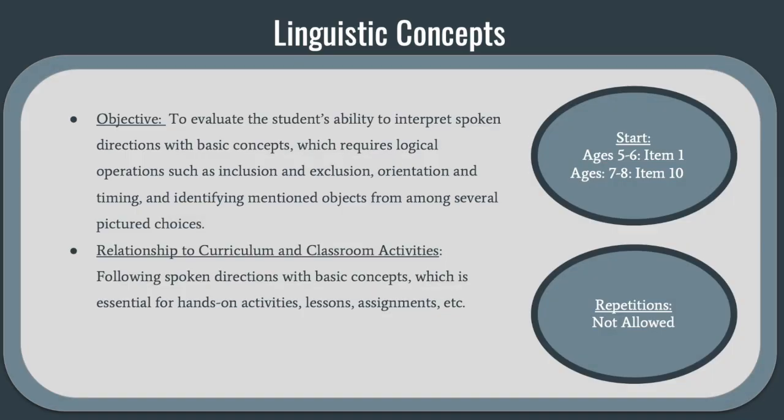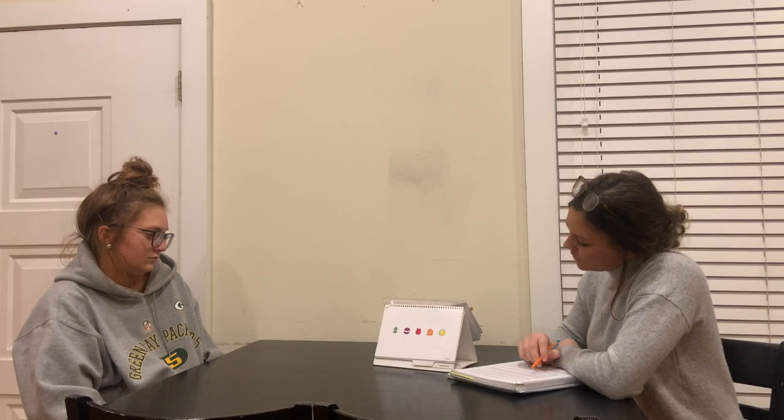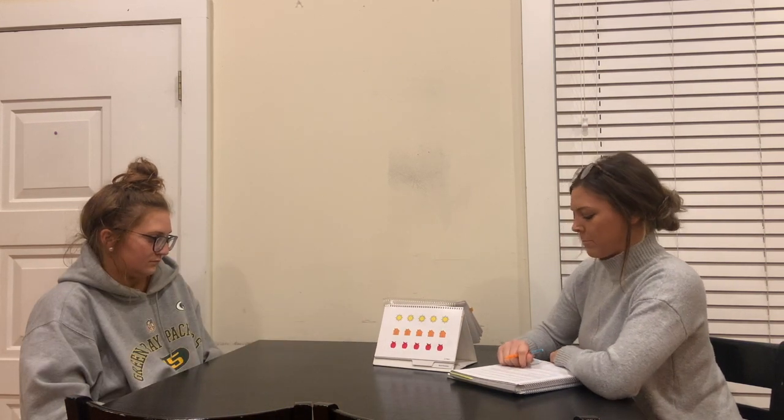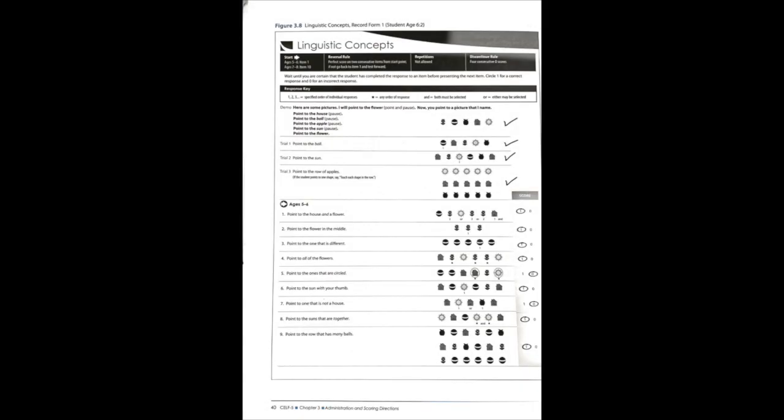The objective of the linguistic concepts subtest is to evaluate the student's ability to interpret spoken directions with basic concepts, which requires logical operations such as inclusion and exclusion, orientation and timing, and identifying mentioned objects from among several pictured choices. Point to the ball. Point to the row of apples. It is important to wait until you are certain that the student has completed the response to an item before presenting the next item. Circle 1 for a correct response and 0 for an incorrect response.